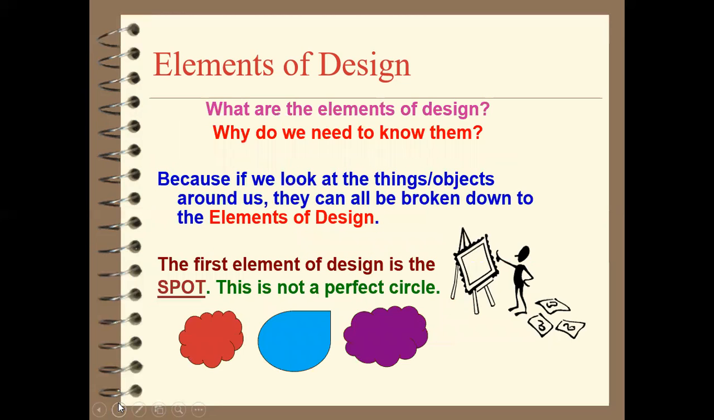So first we have spot, as the first element of design. Why do we need to know these elements of design? Because if we look at the things or objects around us, they can all be broken down into the elements of design. So as I've said earlier, the first element is spot. It is not a perfect circle as you see in the slide.